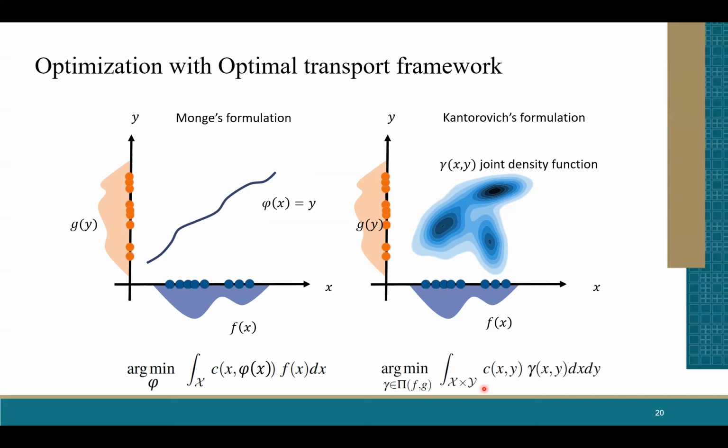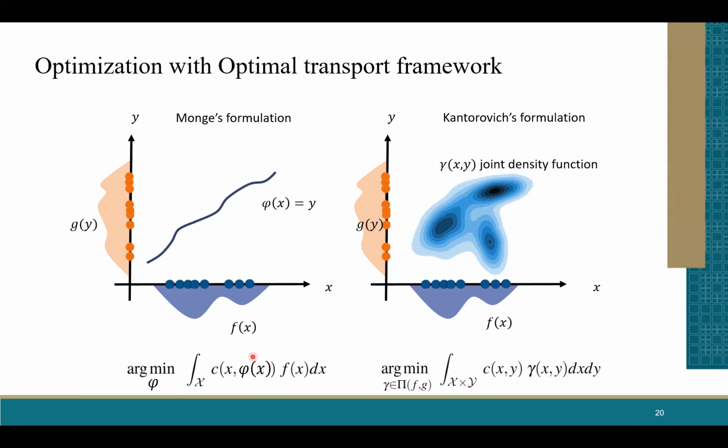And this joint PDF is estimated by minimizing the expectation of the cost C, which can be chosen as a distance between X and Y, multiplied by the mass function. And it returns the joint density function, or we can call it the transport plan, that gives the minimum total transportation cost of transforming F into G. And the other formulation is Monge.